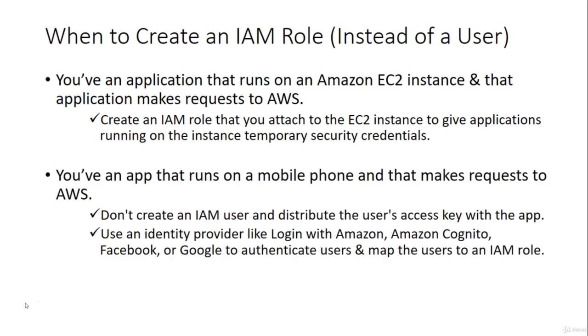And the next example would be you have an app that runs on a mobile phone and that makes requests to AWS. Then don't create an IAM user and distribute the user access key with the app, but go for an identity provider like Login with Amazon, Cognito, Facebook, or Google to authenticate users and map the user to an IAM role. So basically it will be used in mobile apps as well.